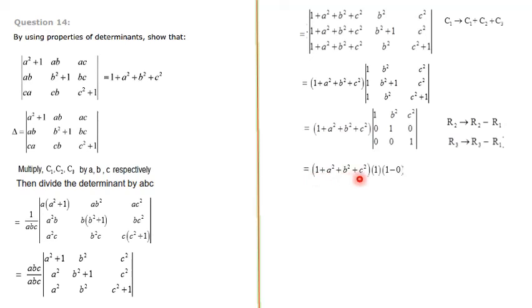That is 1 plus a square plus b square plus c square into, expanding along the first column. The other two elements are 0, so no need to consider. First element is 1. That row and column is cancelled. Then we will get 1 0 0 1. Means when you multiply it, 1 into diagonal elements only, 1 into 1, and this is 0, so 1 into 1 minus 0. Finally we will get the answer as 1 plus a square plus b square plus c square. That is our RHS, hence the proof.